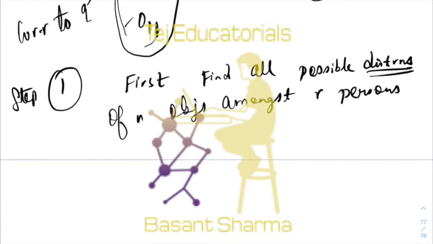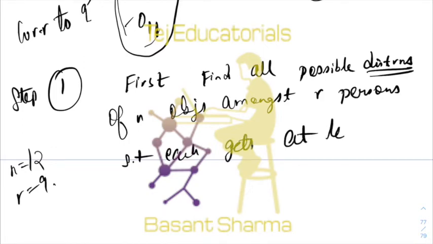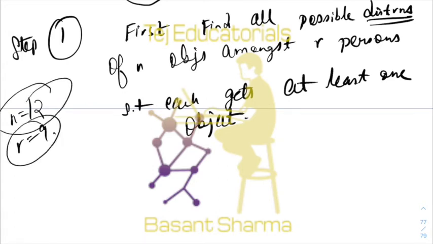Here by distribution I mean that, in this example that we have taken where n is 12 and r is 9, I'll explain what this means. Amongst r persons, such that each gets at least one object. For example, in the case of 12 objects and 9 persons, how many ways are there in which you can distribute the objects such that each person gets at least one object?